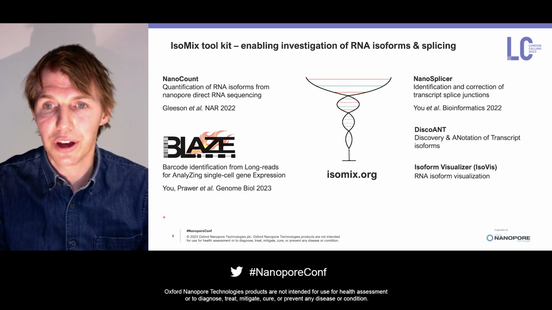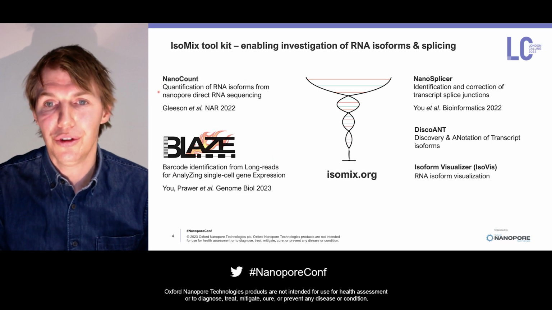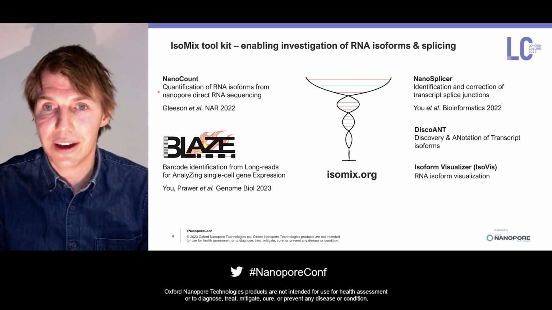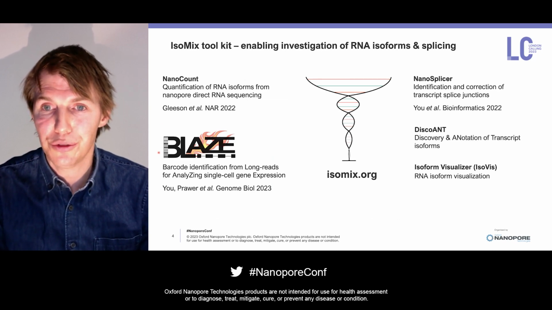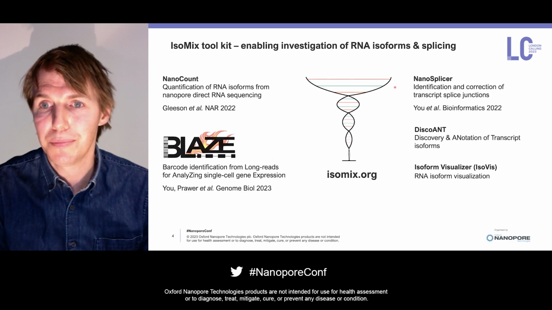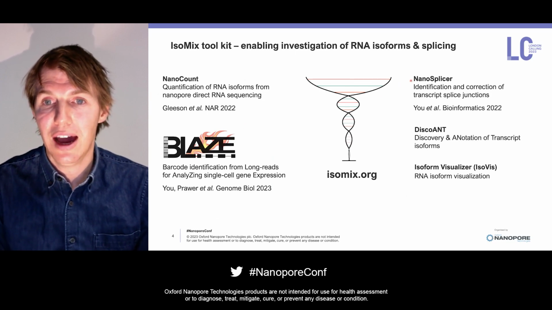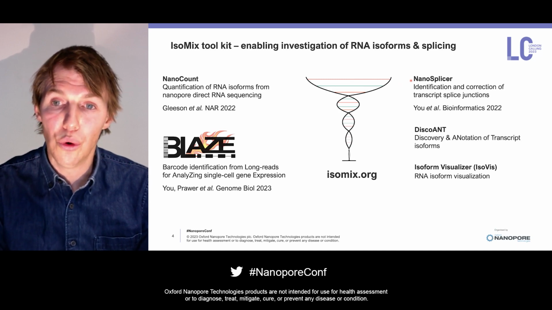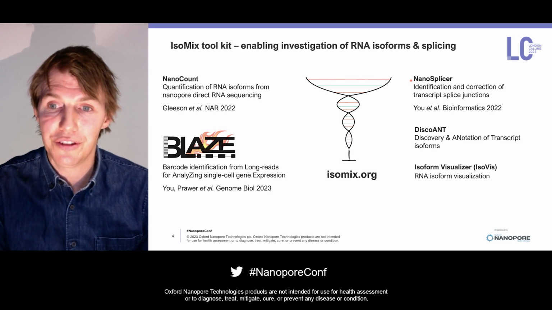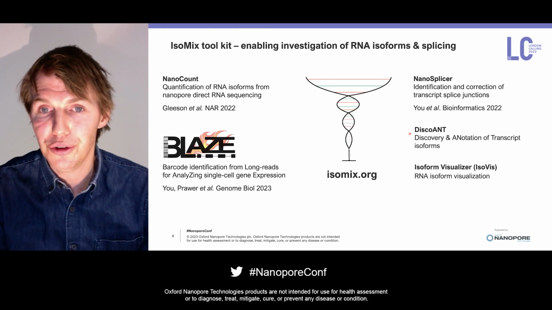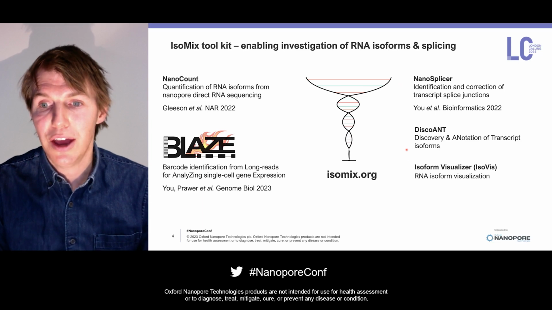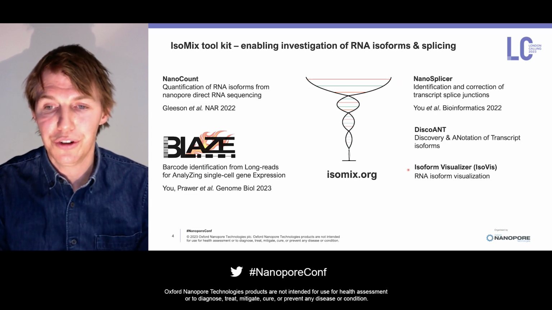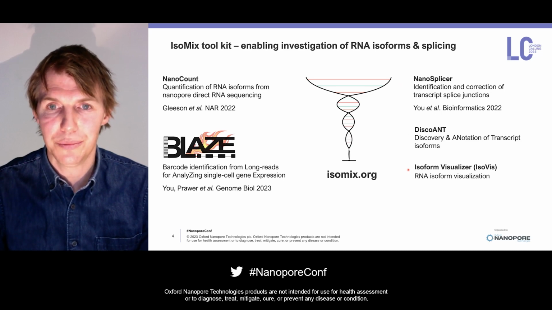present at isomix.org. These tools include NanoCount, which is for the quantification of RNA isoforms from direct RNA sequencing, Blaze, which is a new tool to allow you to do long-read only single-cell sequencing, which I'll be talking about in a couple of minutes, NanoSplicer, which uses RNA squiggles or raw signal from the nanopore output to correct and identify splice junctions, Discoland, which is a new tool for the discovery and annotation of transcript isoforms from amplicon sequencing, and also the isoform visualizer or IsoViz, which is another new tool for RNA isoform visualization.